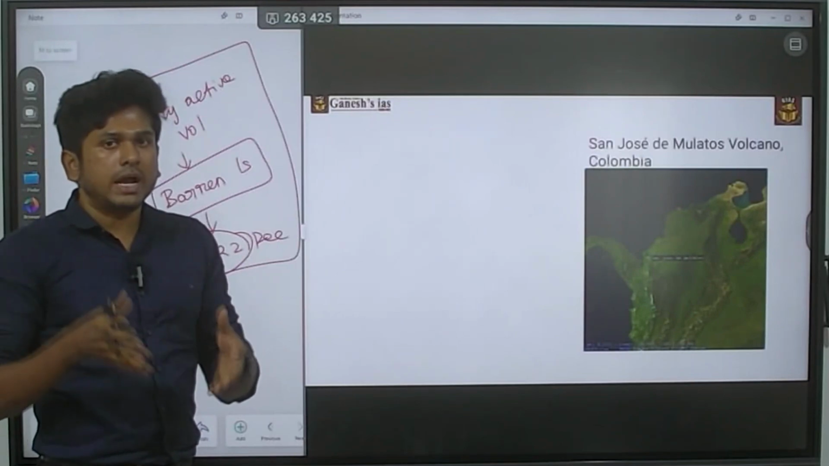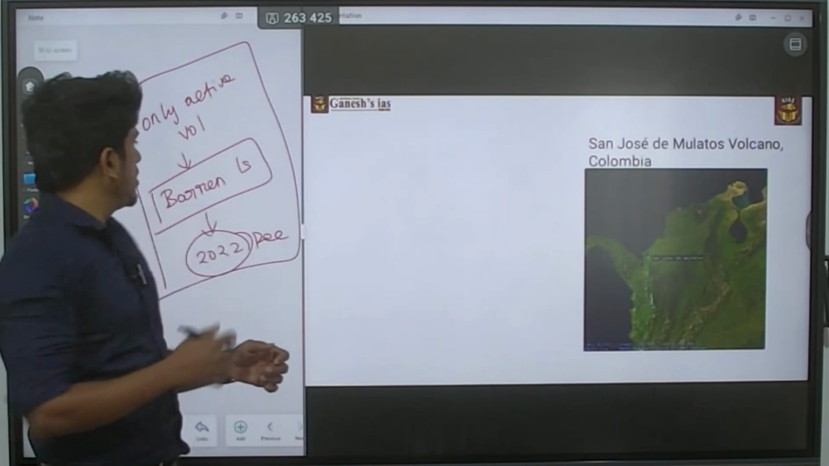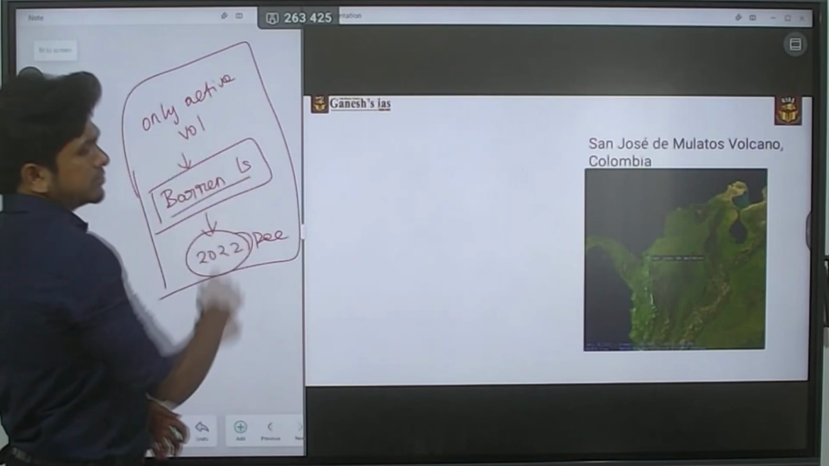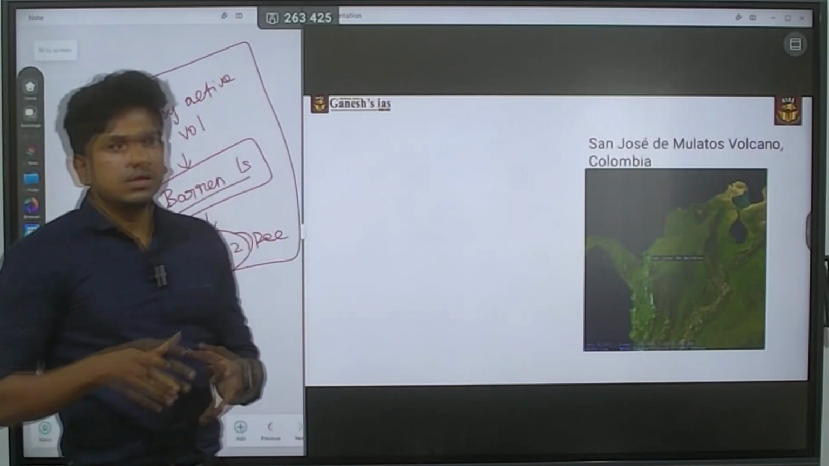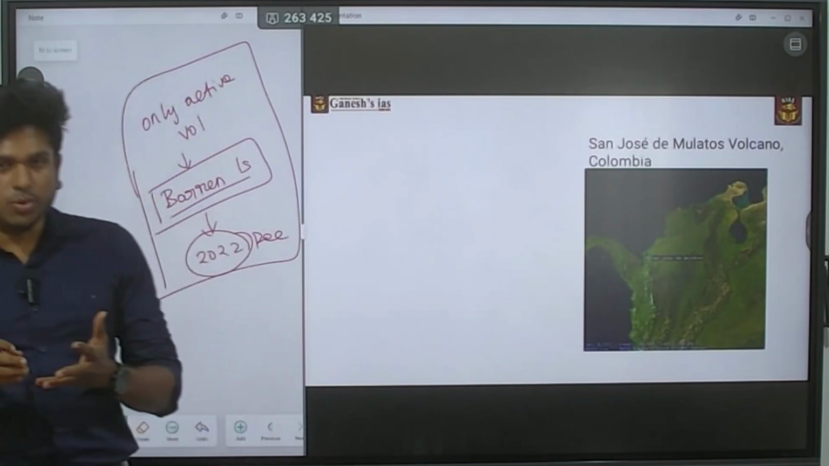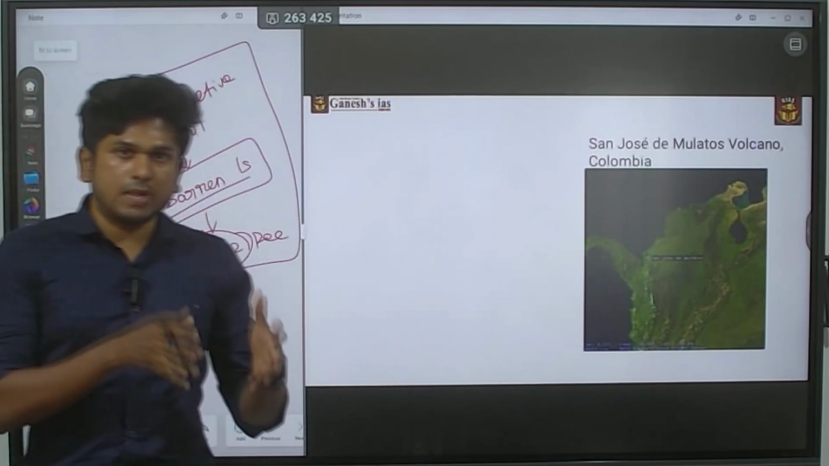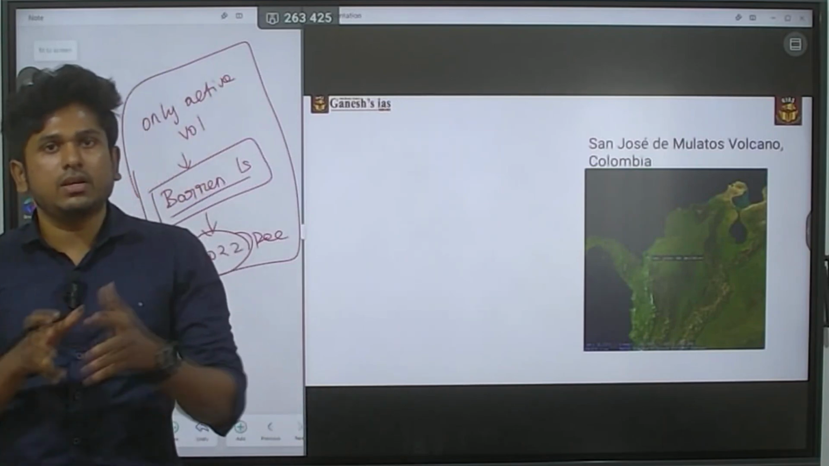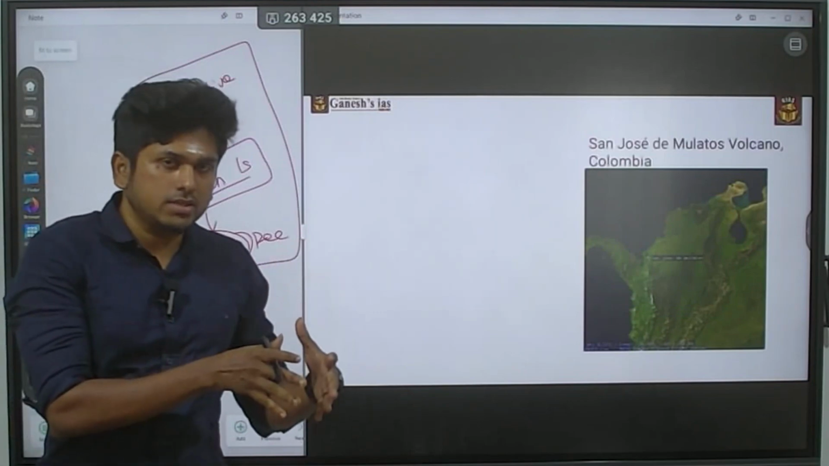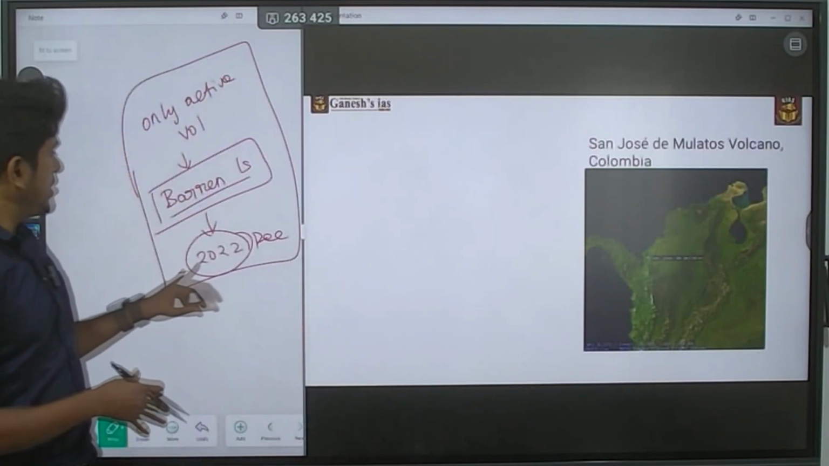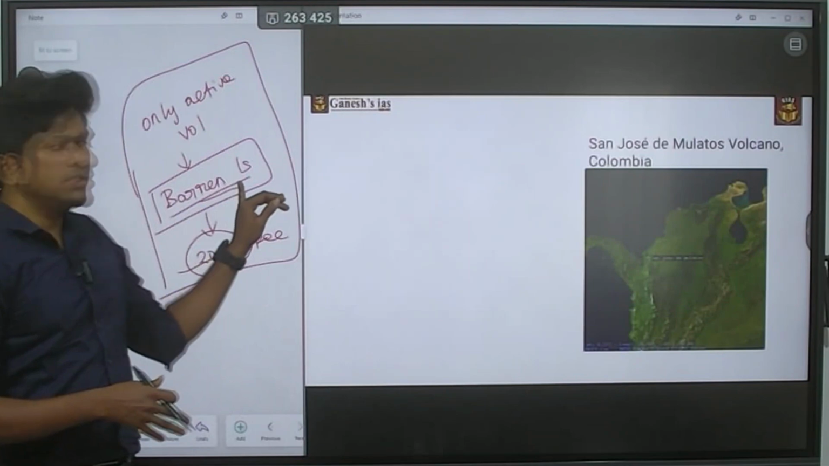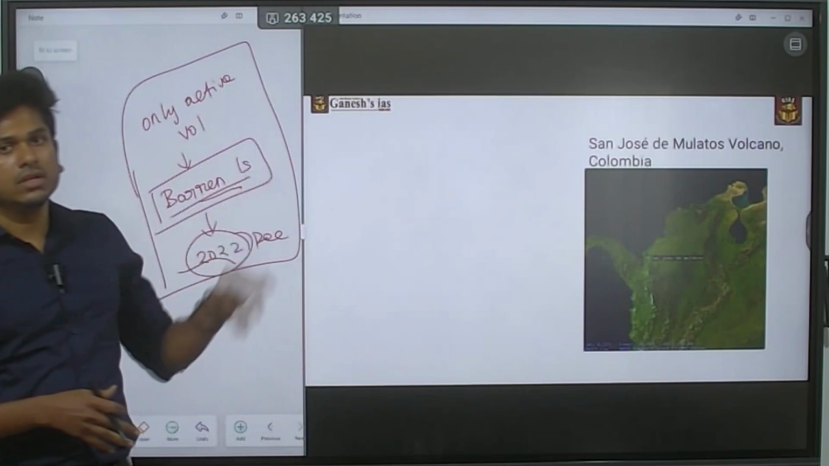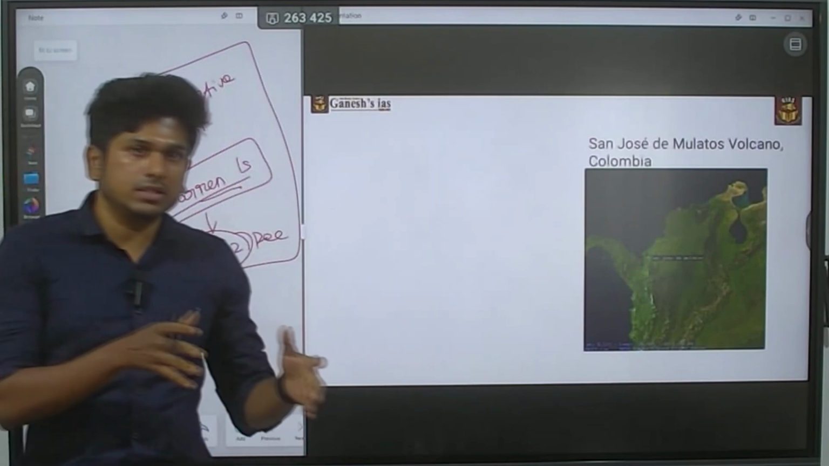So you have to answer it in the comment section. Where is this Barren Island? You have to answer it. So please make a note of the various volcanic eruptions that happened, and also where it has happened, and also what type of volcanic mountain it is, and also please give the answer that where is this Barren Island in India. So that is the thing, you have to give it in the comment section.